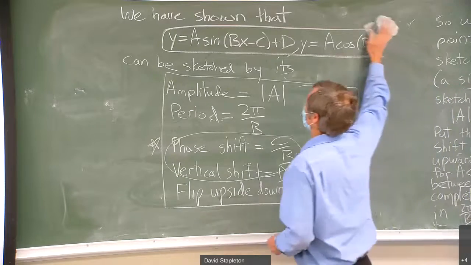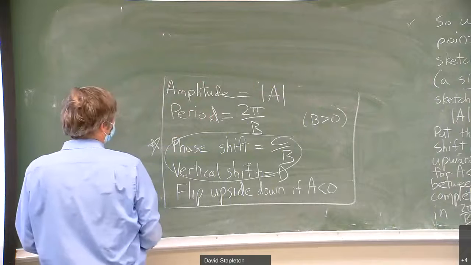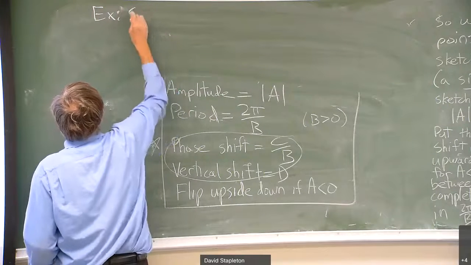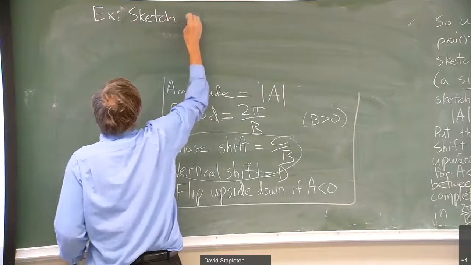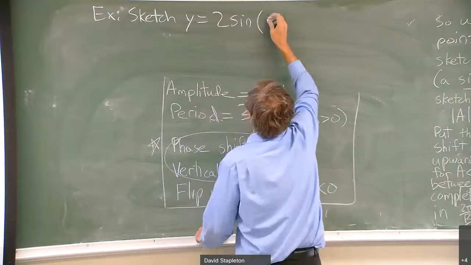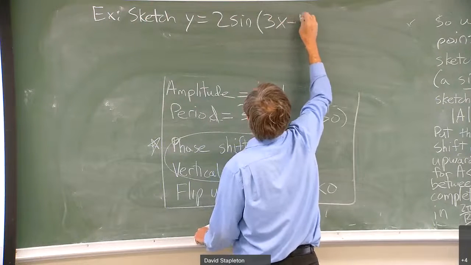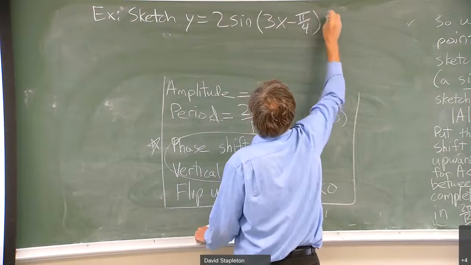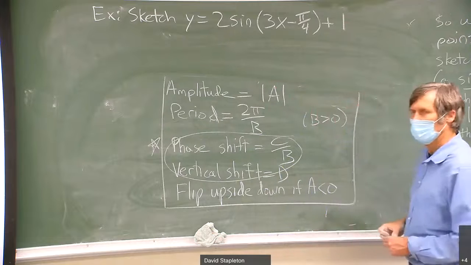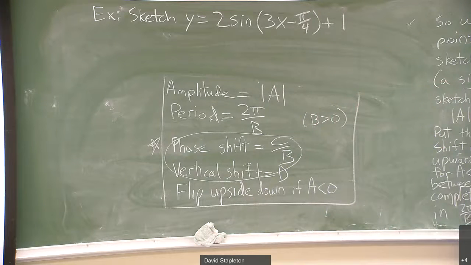Let's try a simple example here. It now has a stretch like last time, but also a shift. Suppose I said sketch y equals 2 sine 3x minus pi over 4 plus 1. What does that look like? The first thing to recognize is that it is an a sine bx minus c plus d, right?